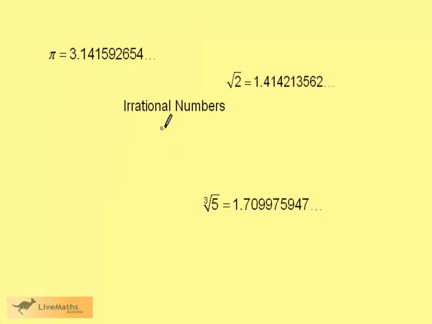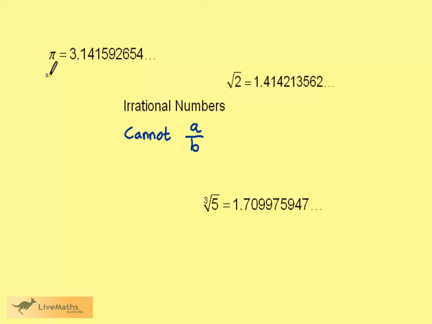If a rational number can be expressed as a fraction, it follows that an irrational number is a number which cannot be expressed as a fraction. So irrational numbers cannot be written in the form a over b, with a and b both whole numbers.